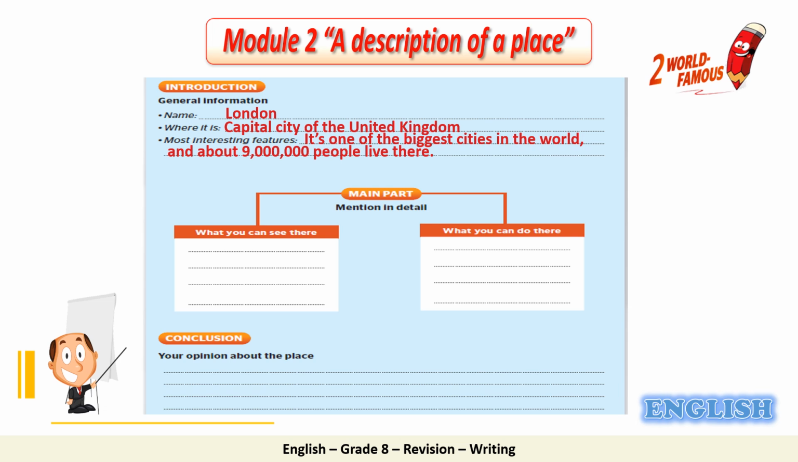Now let's move to the main part. In the main part, you have to mention in detail what you can see there and what you can do there. So what can you see in London? Very good. The Tower of London, Big Ben, Hyde Park. Now what can you do there? Excellent. Walk around the busy streets, for example, or go shopping.